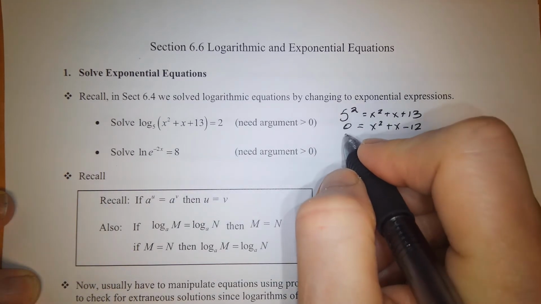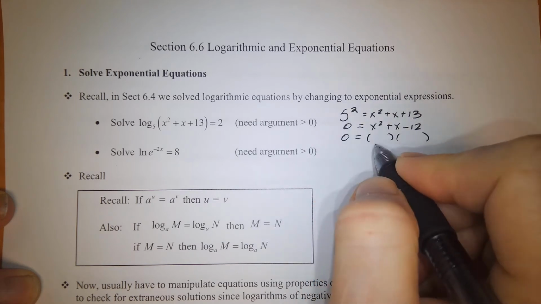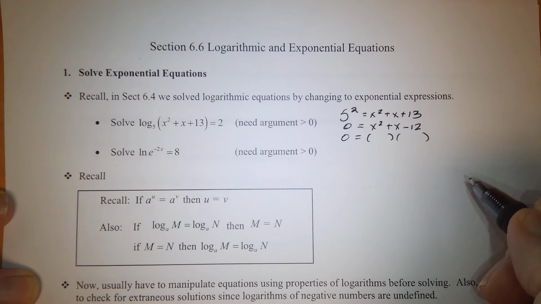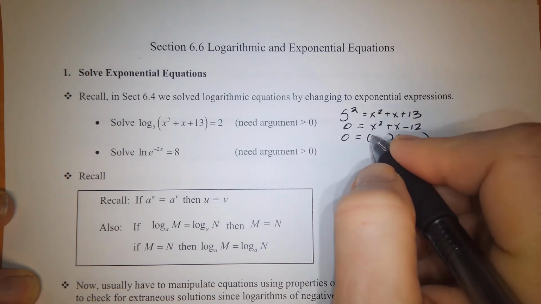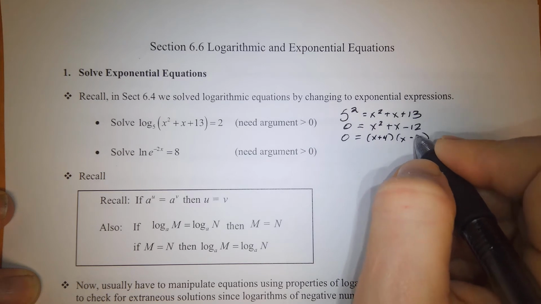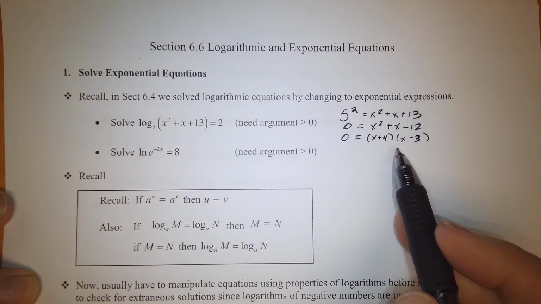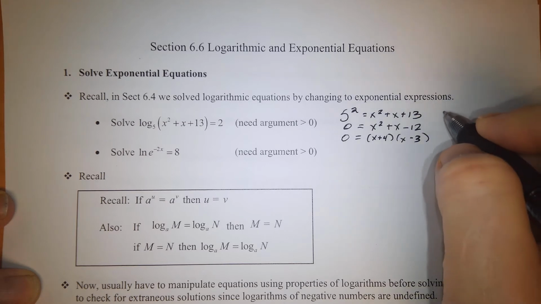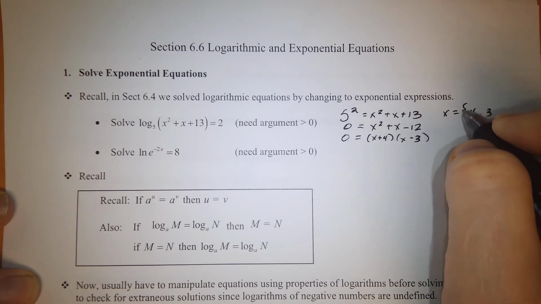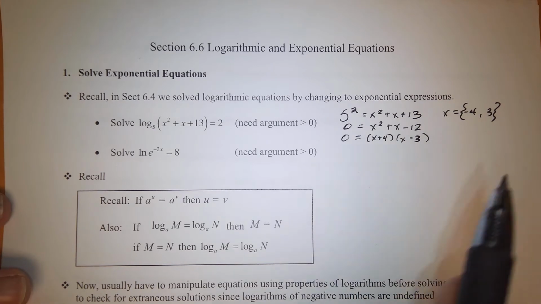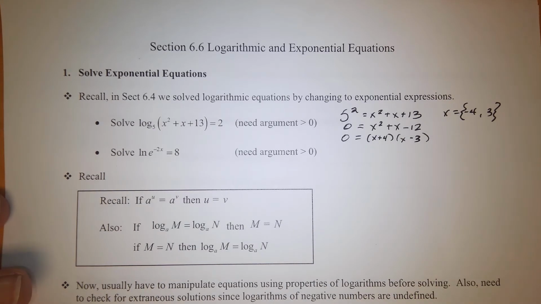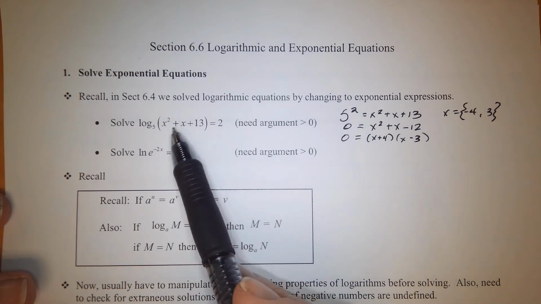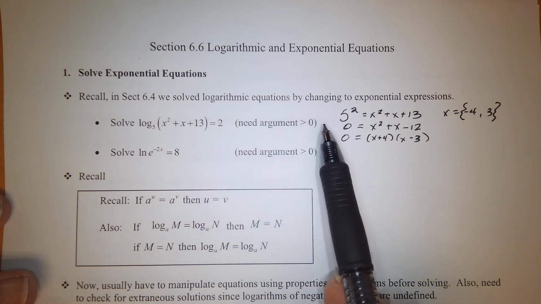To solve quadratics, we factor to solve. Two numbers that multiply to make negative 12 but add up to 1 would be x plus 4 and x minus 3. Using the zero product property, this tells us that the answers to x are going to be negative 4 and 3. But before I decide that those are in fact the two answers, we have to check for an extraneous solution, or possibly a solution that does not fit the domain. We need the argument to be greater than 0.